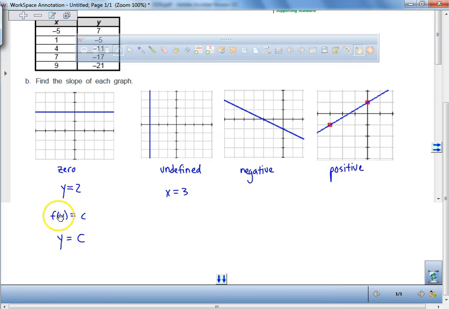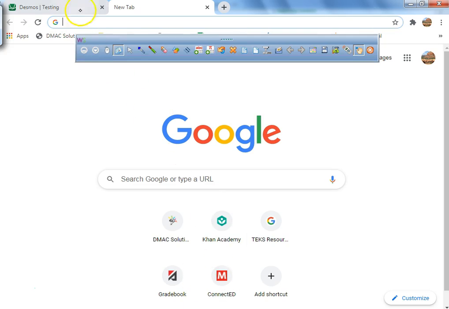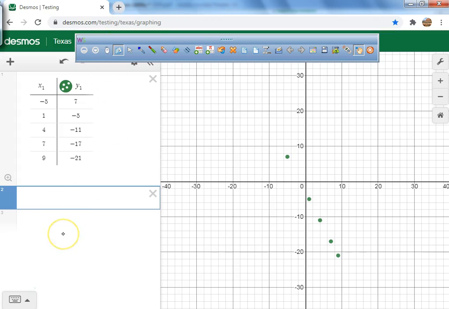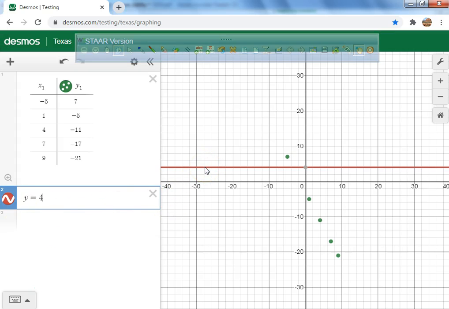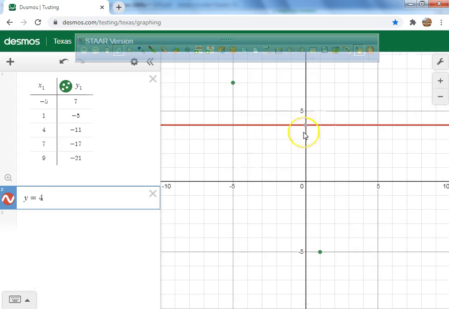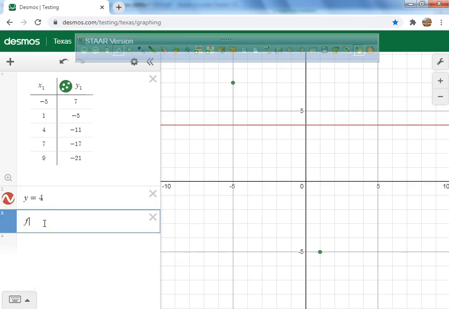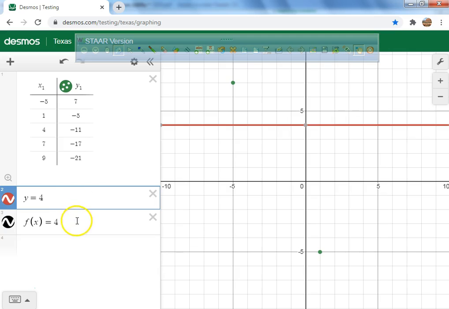Now this means f of x or y equals, this is always equal to a constant. So if I were to go to, say, Desmos, let me go to Desmos real quick. All right, and I were just to type in, for example, y equals 4. You can see that this is a 0 slope. It's just y is always equal to the number 4. If we zoom in, you can see that the y value is always equal to 4. Now, you could also type it in function notation where you do f of x equals 4. And you'll still see that these mean the same thing. So y equals 4 and f of x equals 4, they're the same graph. Okay? So that's called the slope of 0.